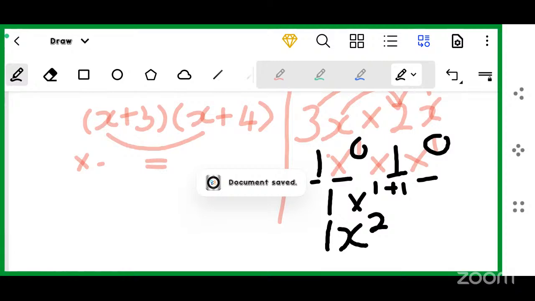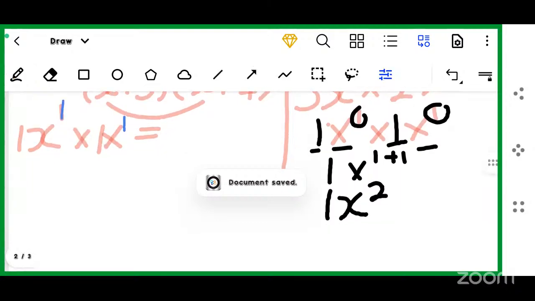So for this one, let me just start afresh. Now we have to multiply the first ones first. So we're gonna say x multiplied by x equals. We know that we have an imaginary one, and we also have the imaginary exponent, and also an imaginary exponent. So what am I gonna do? I multiply these first ones.